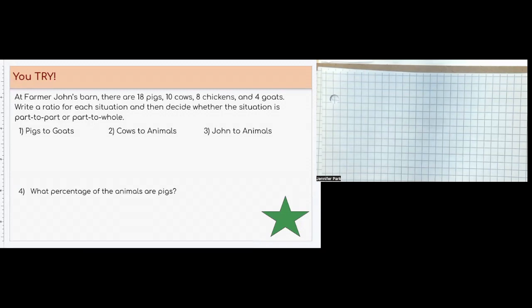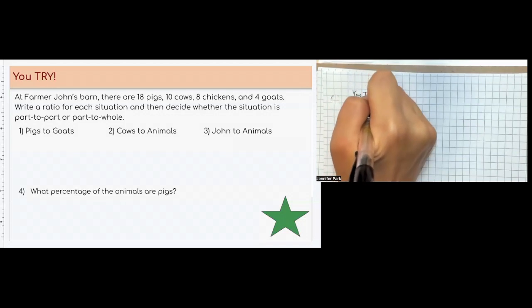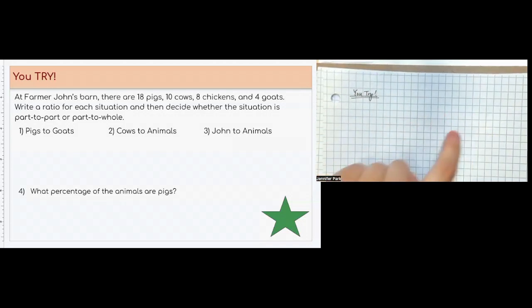It says, at Farmer John's barn, there are 18 pigs, 10 cows, 8 chickens, and 4 goats. Write a ratio for each situation and then decide whether the situation is part to part or part to whole. So for example, number one, you're going to write down the ratio for pigs to goats. It's up to you how you write it. You can write it as a fraction, decimal, percentage, whatever you want. You're going to write down the ratio and determine whether that ratio is part to part or part to whole. Label your notebook as you try, and then number 1, 2, 3, 4.